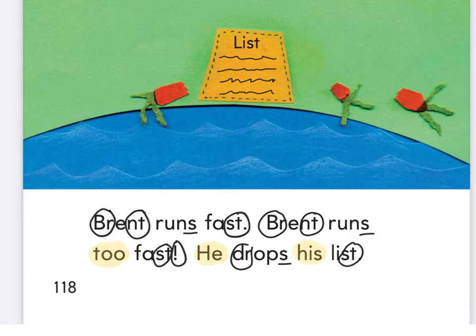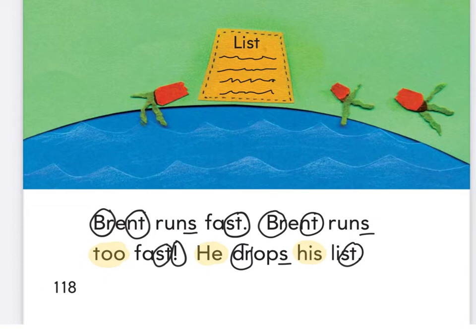Uh-oh. So Brent runs fast. Brent runs fast. Drops list. Ooh, I think I know what's going to happen, but I'm going to practice reading this 3 times anyway. Press pause at home. Practice reading it 3 times. Press play when you're done.